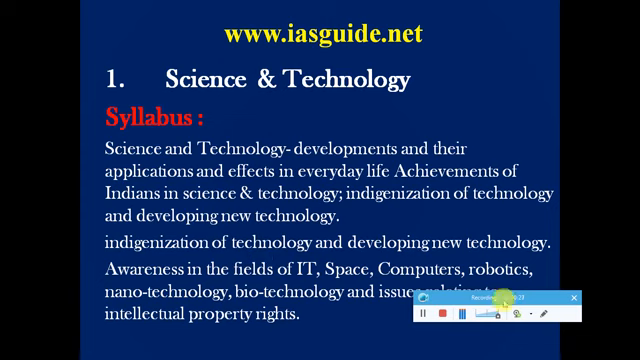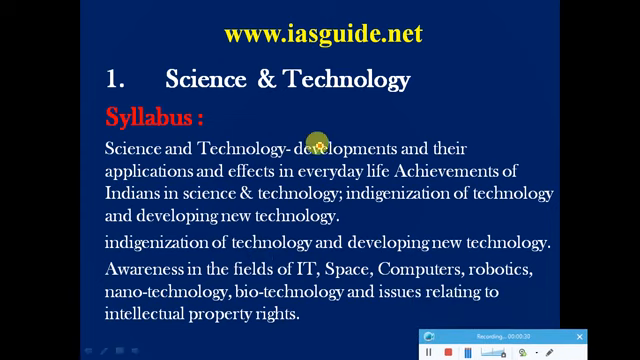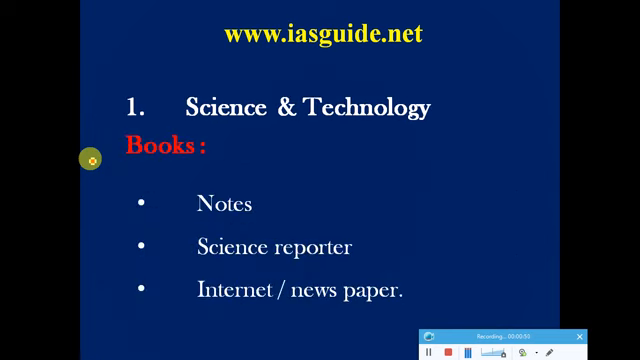First is science and technology, which covers the syllabus areas like application of science and technology in everyday life, achievements of science and technology, and indigenous technology which is developing nowadays, and awareness of IT, space, computers, robotics, nanotechnology, biotechnology, and their related issues. Okay, all these are the syllabus. Let us see what books we have to refer for this syllabus.